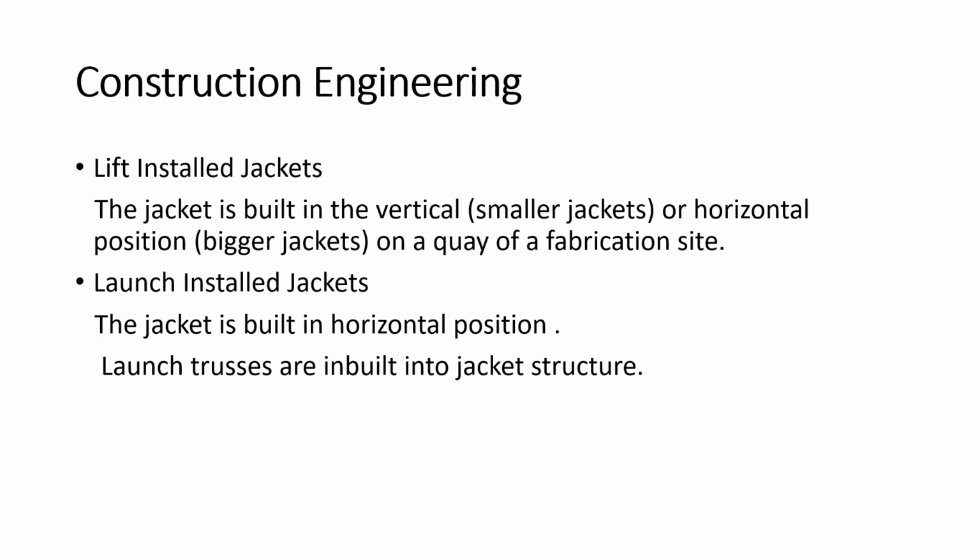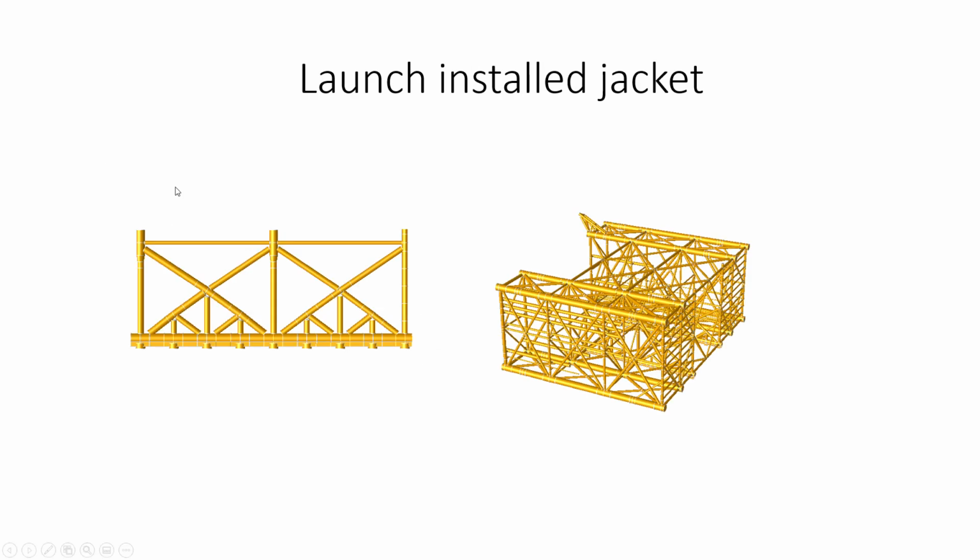Let me show how the launch jackets look. So this is the jacket which is planned for launching. If you take the inner row of these two, see here, there will be a launch cradle. If you take the section of that, this is the launch truss. If you see here, the jacket will be launching through this support.